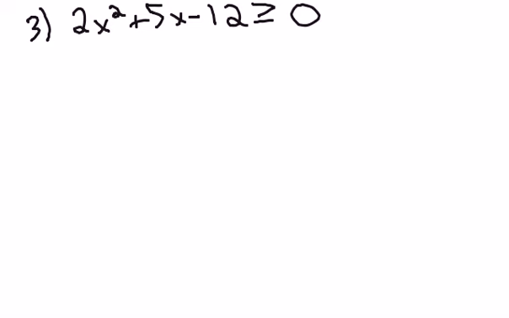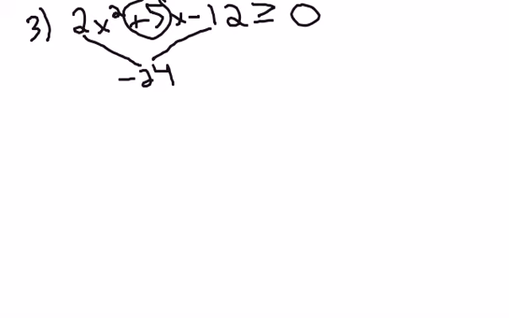Where you're going to have to do some factoring by grouping here. This is question number 3. So if you remember factoring by grouping, I find two numbers that multiply to, in this case, negative 24, which is 2 times negative 12, and add to positive 5, which is right here in the middle.